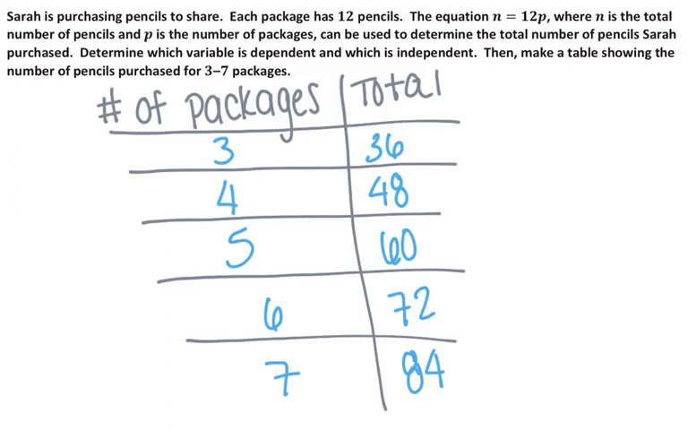Here are the correct answers. So for 3 packages, the total is 36, 4 and 48, 5 and 60, 6 and 72, 7 and 84.